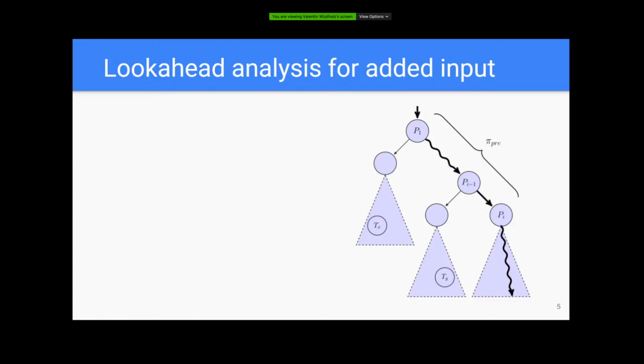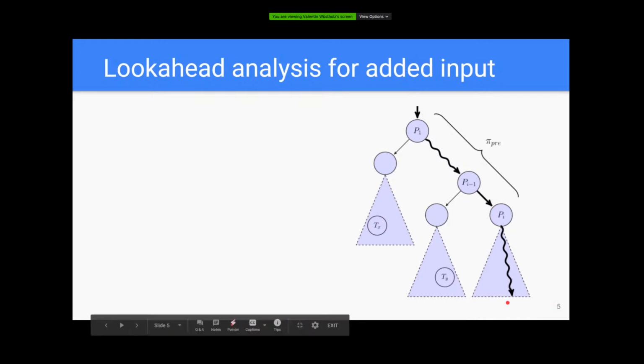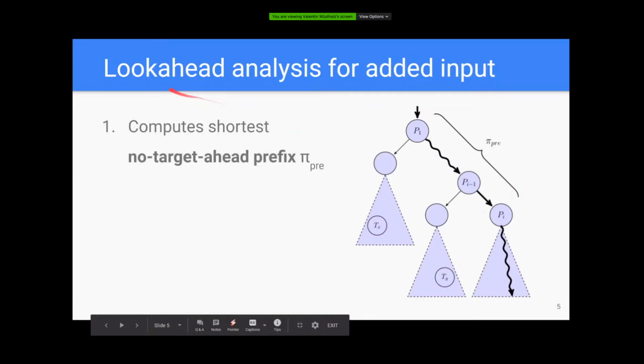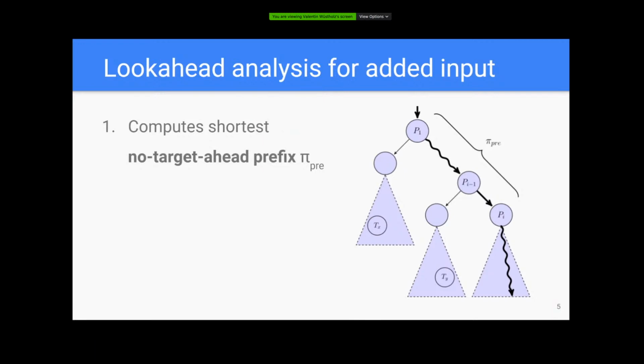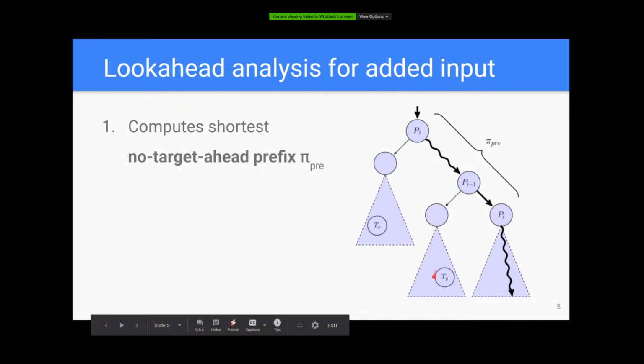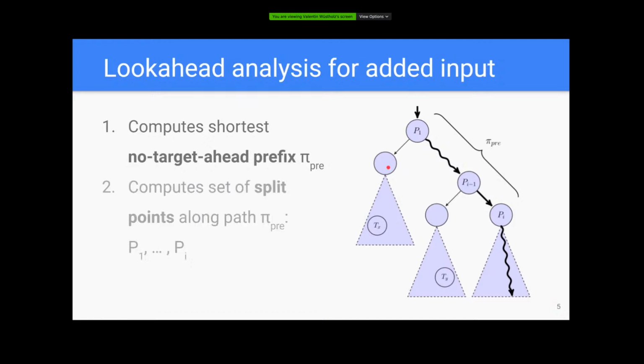So on the right-hand side, you can see the execution tree for a given input. And the path that is explored is in bold here. You can also see 2 target locations, Tx and Ty. Now, the goal of the look-ahead analysis is to compute the so-called no target ahead prefix. And in this case, that would be the prefix pi pre. Since once you reach the so-called split point pi, any path that follows this prefix will not be able to reach the target locations, Tx and Ty. The look-ahead analysis will also compute a set of so-called split points, pi and p1.